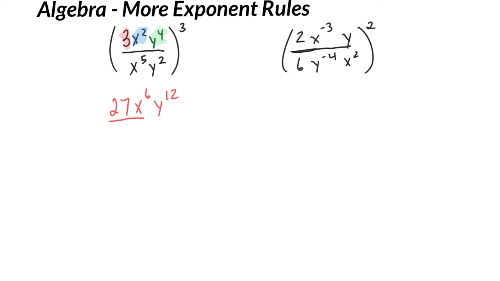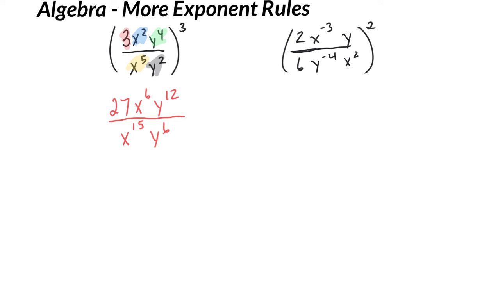And then we do the same thing in the bottom. So we're going to have x to the 5th cubed. So that becomes x to the 15th. And then finally we've got y squared cubed. So that becomes y to the 6th.